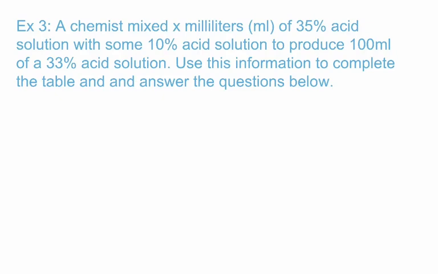But we know that one of the beakers has a 35% acid solution, and the other beaker has a 10% acid solution. We also know that the chemist mixes those two solutions together to result in 100 milliliters of a 33% acid solution. Eventually we're going to figure out how much of each solution they started with. How much of the 35% acid solution did they have, and how much of the 10% acid solution? That's our goal with this problem.